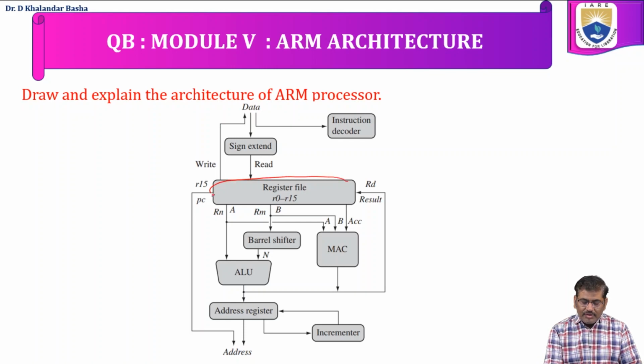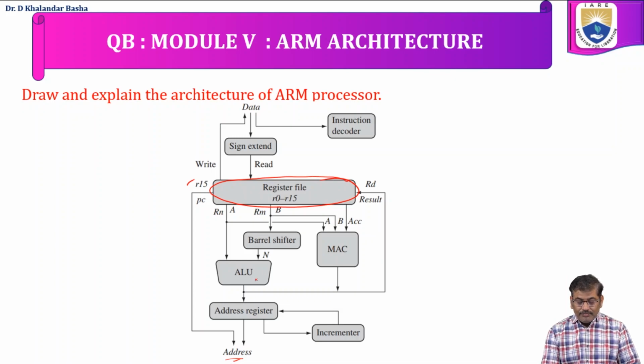Here we are going to have a register file. All the registers from R0 to R15 we are having. Depending upon the modes, a few will be used for special purpose, a few will be used for general purpose. Out of R0 to R15, R15 is the program counter, which points to the address of the next instruction to be executed. So that address will be passed.